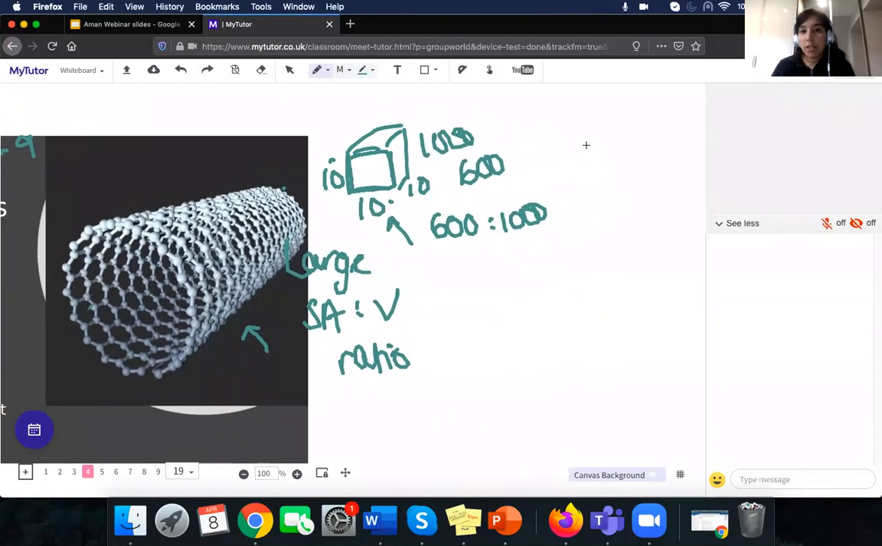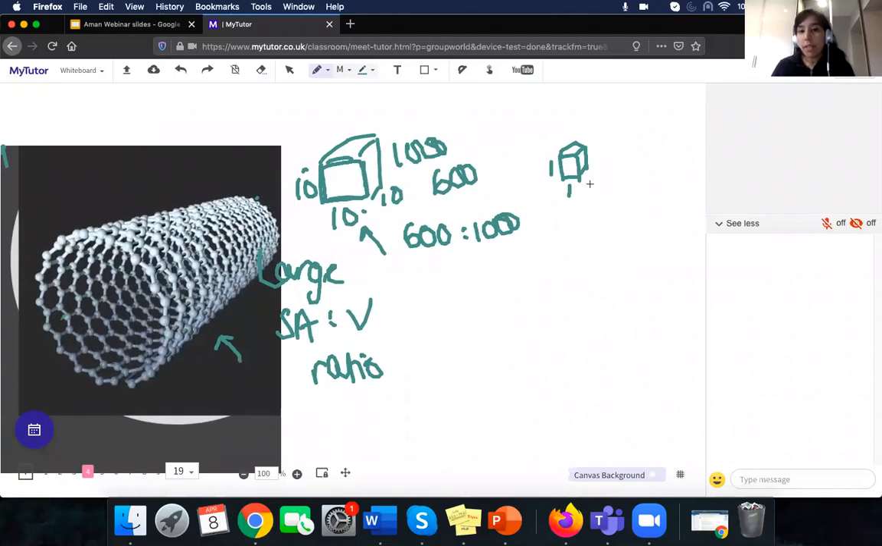And then if we take the surface area of a smaller cube, let's just say this is sides of 1, that means the volume of this cube is 1 times 1 times 1, which is 1. And the surface area is 1 times 1, so that's one surface, and there are 6 surfaces on a cube, so it's 6. So the surface area to volume ratio of a smaller cube is 6 to 1, whereas the ratio of a bigger cube is 600 to 1,000.